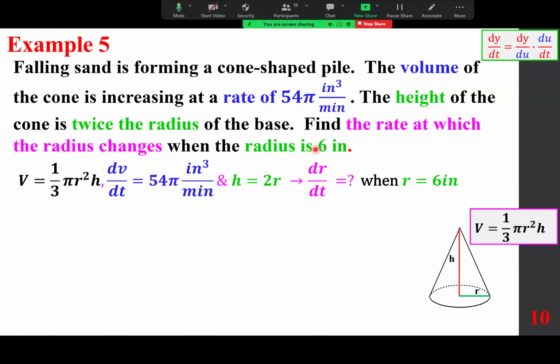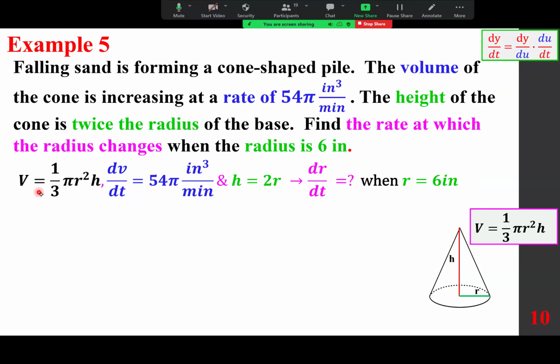So here's the recap. Here's the formula for the volume. dV/dt is 54 pi cubic inches per minute. The height is 2 times the radius. We are interested in finding dr/dt at a precise moment when the radius is 6 inches. That's given symbolically. All we have to do is differentiate this.